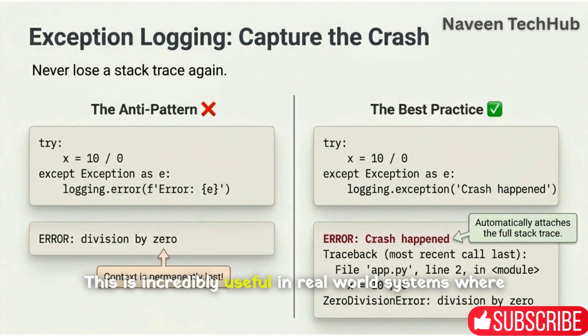This is incredibly useful in real-world systems, where failures may happen across multiple APIs, cloud servers, background jobs, AI agents, or async workflows. Think of stack traces like GPS navigation for bugs. Without them, you only know something failed. With them, you know exactly where the failure happened. And this is why experienced Python engineers almost always prefer logging.exception inside exception blocks. It saves enormous debugging time in production environments.